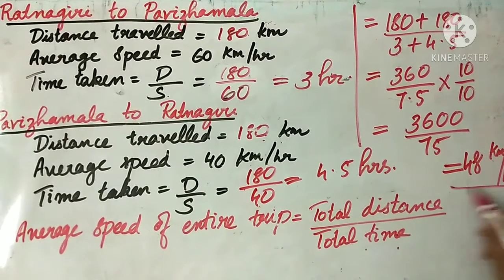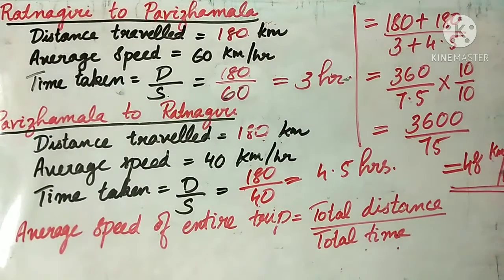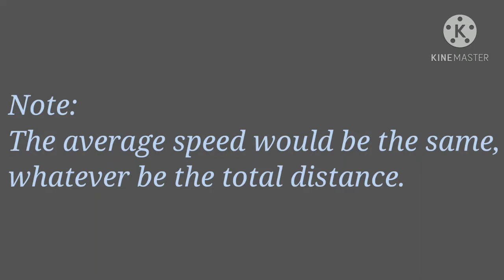So see children, earlier also when the distance was 360 kilometer, it was 48 kilometer per hour, and when it changes to 180 kilometer, the average speed of the entire trip remains same, 48 kilometer per hour itself. So the answer is, the average speed does not change for the entire trip. Even if the distance is changed, average speed remains the same. So we can note down that the average speed would be the same whatever be the total distance.